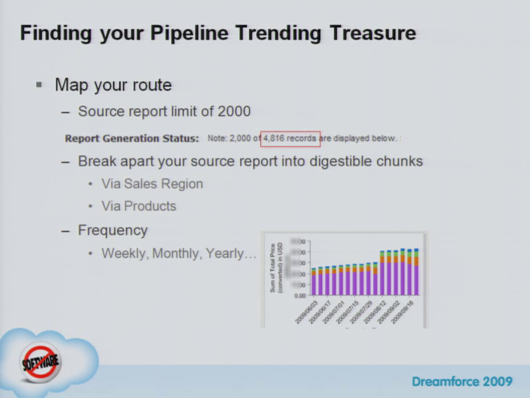Now, the frequency. Best practice is always to go by the lowest common denominator, which is weekly, and then from there you have the freedom to trend by month, week, or year.